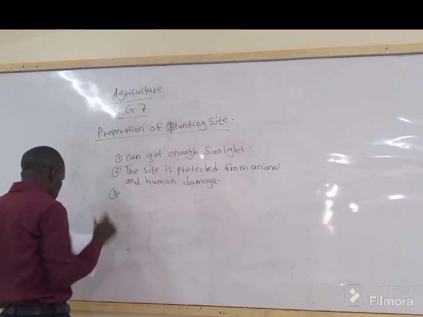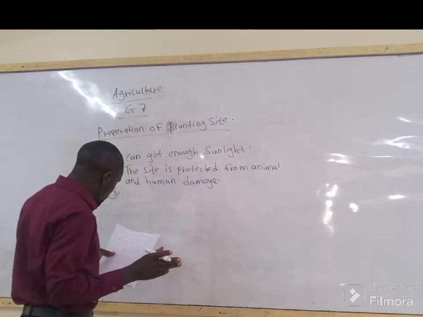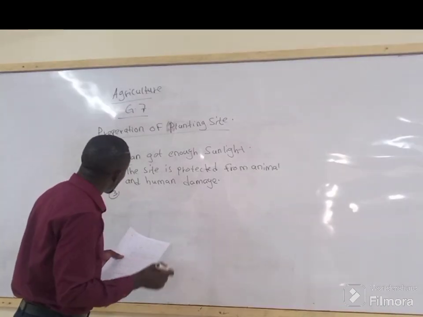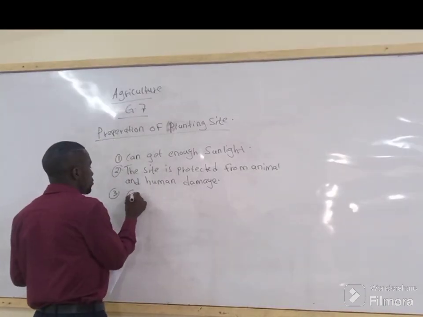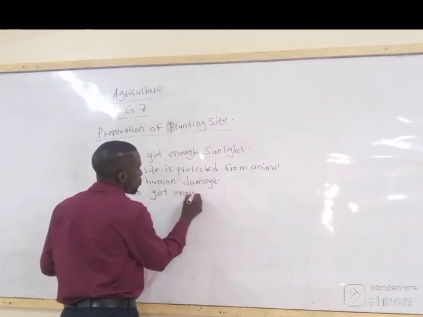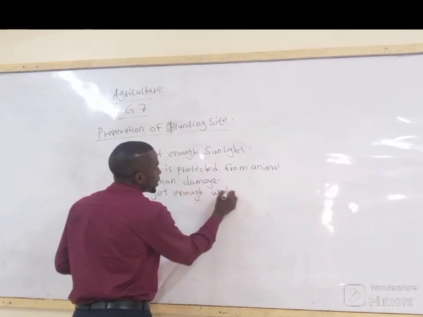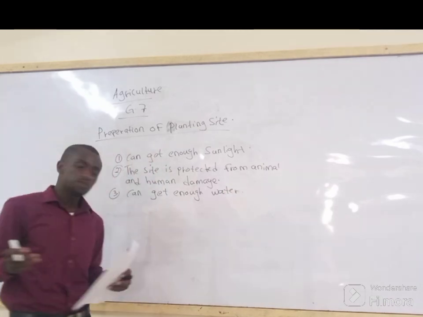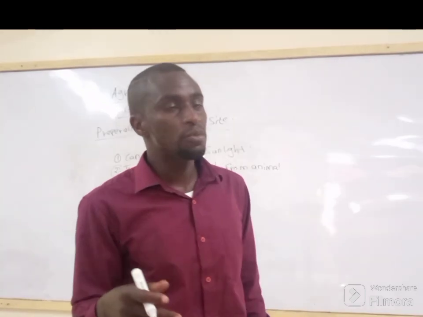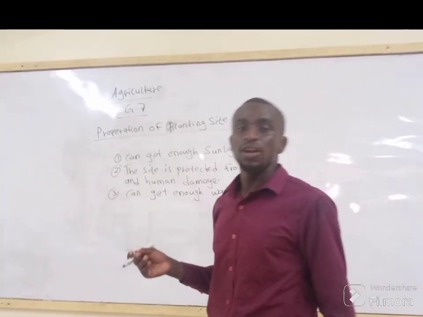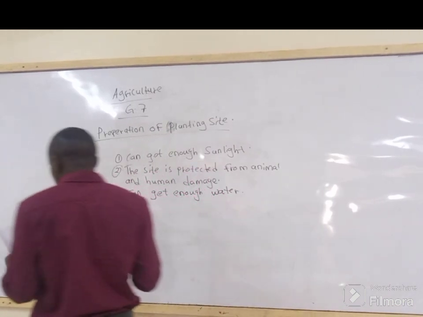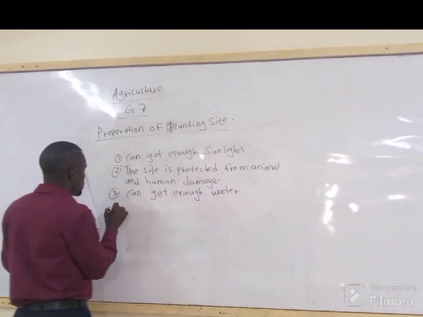And then number 3, make sure the site is a place where the plants can get enough water. Water is used by plants when making their own food. So if it is at a place where the plants are not able to get enough water, they will not grow properly. Then the last one is that make sure the plants can get enough nutrients.